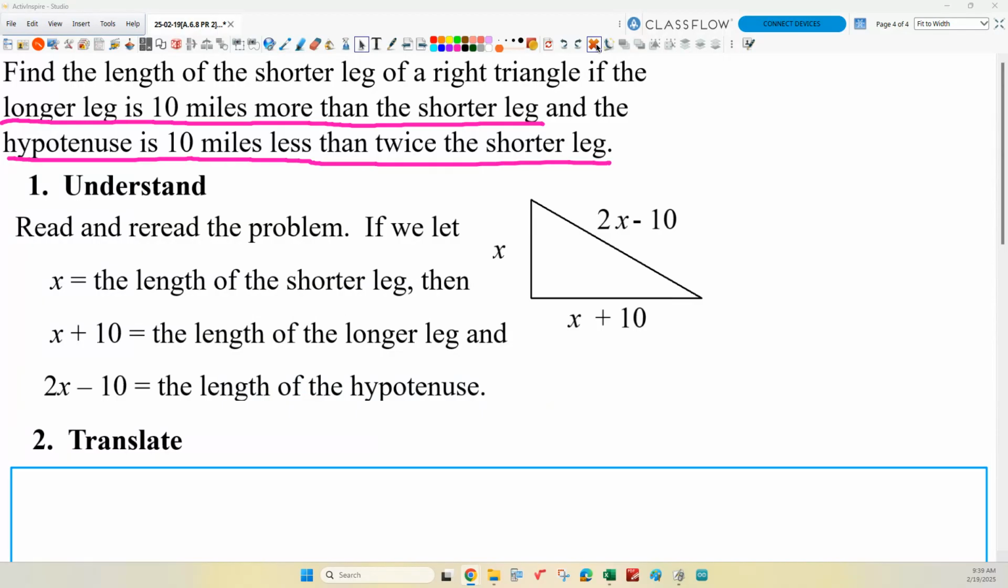Not exactly. What's the relationship here? The picture is very helpful. It's a right triangle. You got an idea? There you go, right? So this is like A, that's like B, and that's like C, isn't it? Right? So we could say x squared plus the quantity x plus 10 squared, leg squared plus leg squared equals hypotenuse squared. So it equals the quantity 2x minus 10 squared.